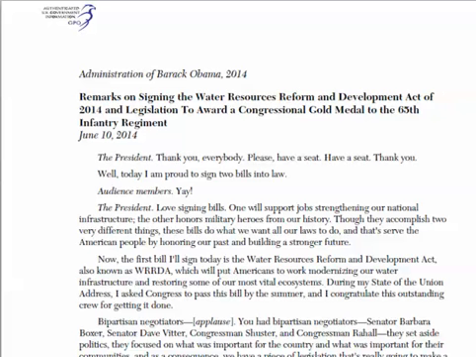Beginning in 2009, the weekly compilation was replaced by the daily compilation of presidential documents. And these are the President's remarks on signing the Water Resources Reform and Development Act of 2014. And that's the documents in a legislative history.